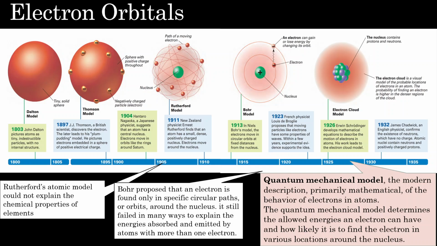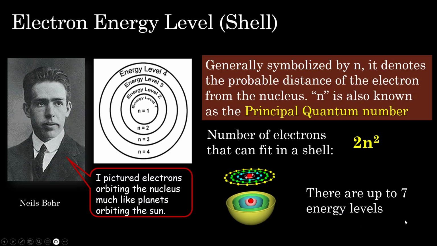But then we're going to start to discuss the quantum mechanical model today, and that normally just describes the electronic behavior, or the behavior of electrons in atoms. So it determines the allowed energies an electron can have and how likely it is to find an electron in various locations around the nucleus. That's where the shapes of the orbitals come in.